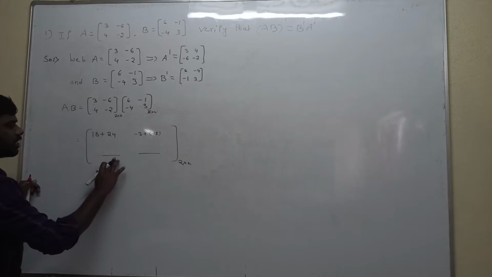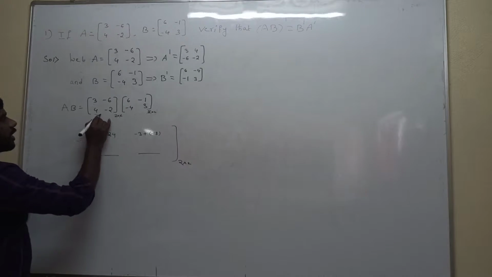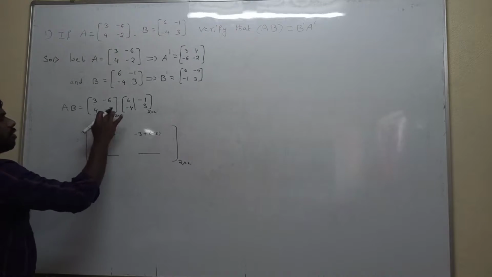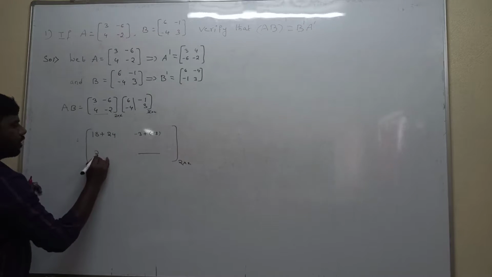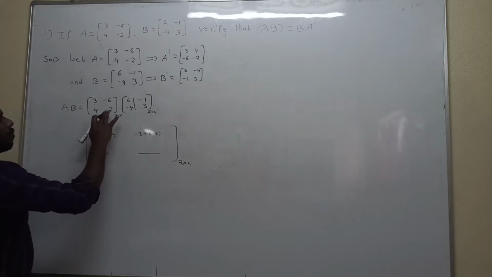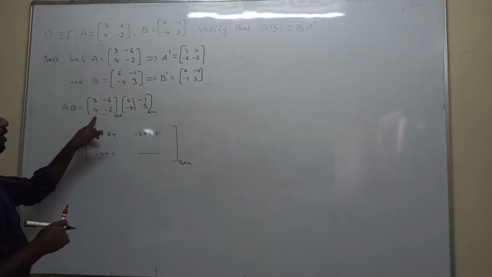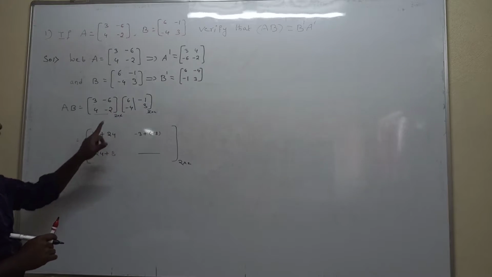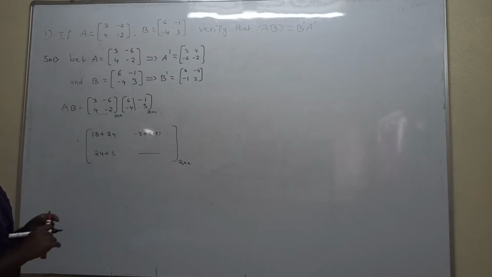After that, what is the position of the element here? Second row, first column. We take the second row of the first matrix and the first column of the second matrix. 4 into 6 is 24. After that, take plus. Minus 2 into minus 4 is plus 8.